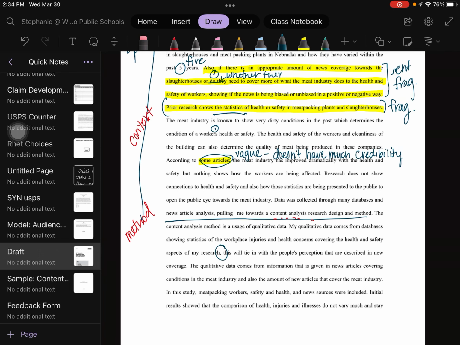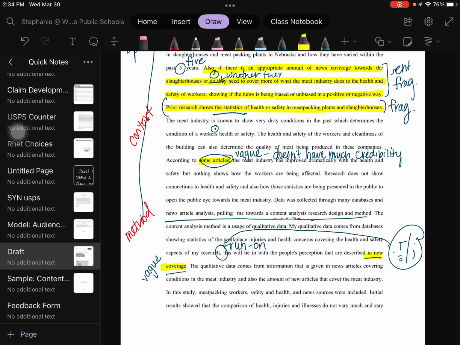So we have a run-on sentence here. To fix this, they could either add a period and then a capitalized "This," or they could also use a semicolon to correct that. So I'll put a little note for them to look at my side comment. "This will tie in with people's perception that are described in new coverage." I'm not really sure what they mean by "in new coverage," or if it's supposed to be news coverage, but I'm going to highlight that so they come back to it.